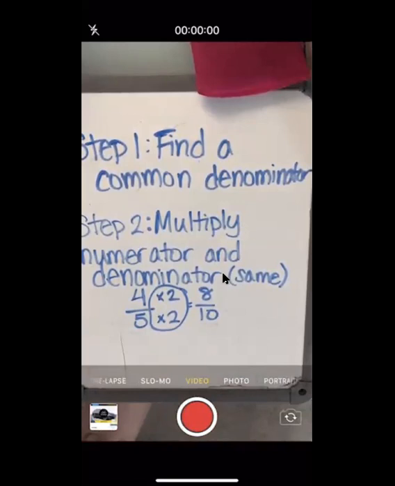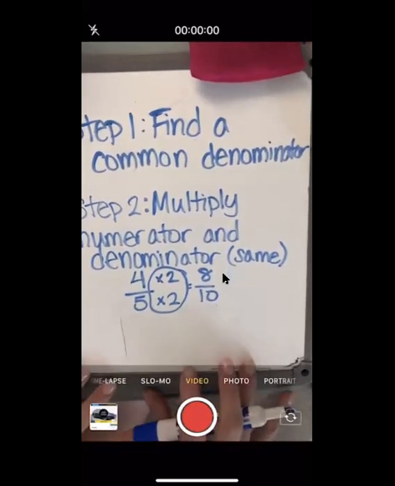Give everyone a second to write this down. Will you just holler out when you're done writing, and that way I know I can move on? Done. Done. Done.